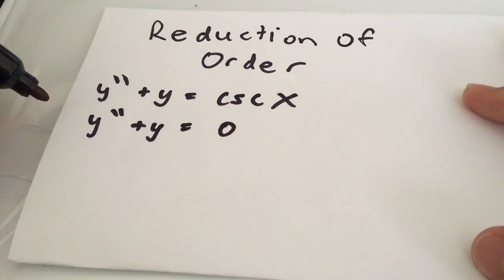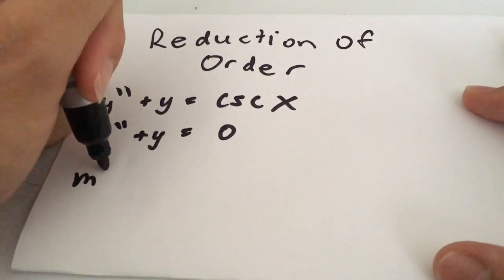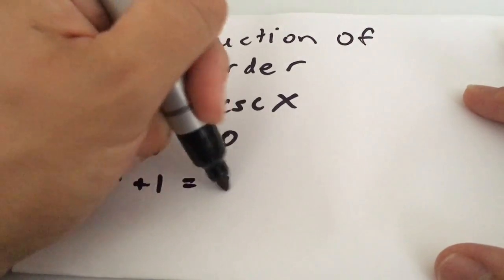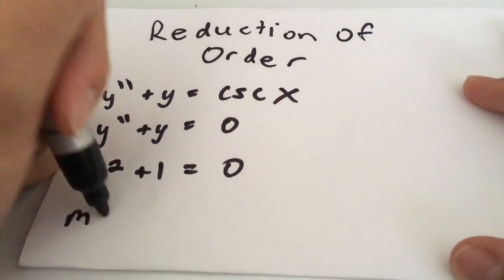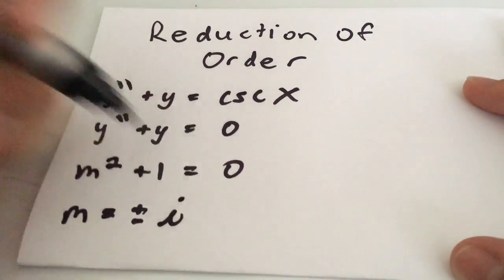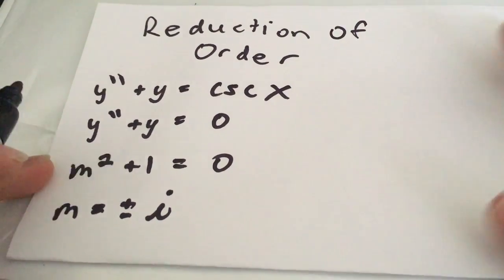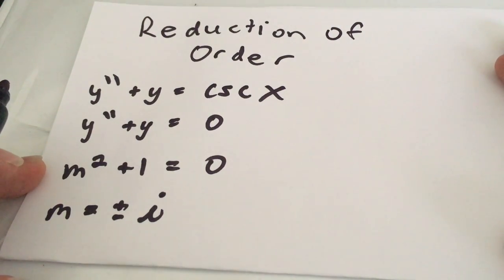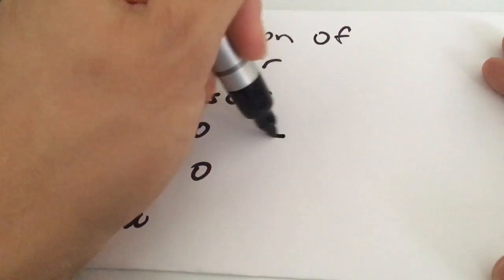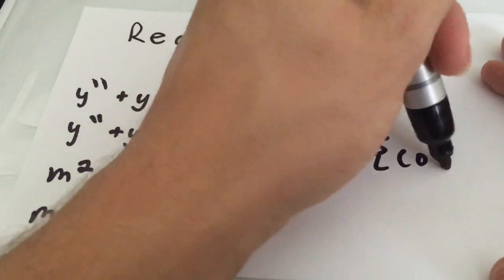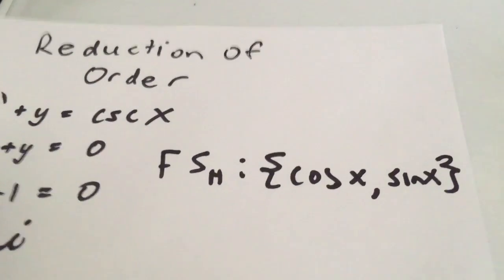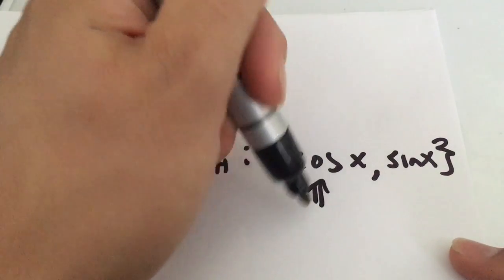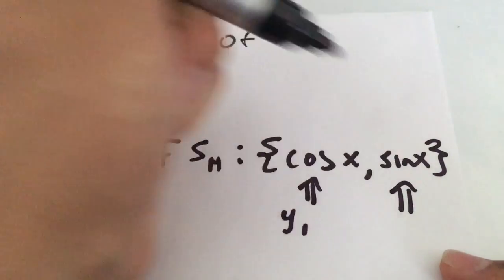And then using a characteristic equation, we can conclude m squared plus 1 equals 0. Now, solving for m, we can get m equals plus or minus i. Now, from here, we can conclude that our fundamental set for our homogeneous version of this differential equation is as follows. It will be cosine of x, sine of x. Now from here, we can label cosine of x as y1 and our sine of x as y2.